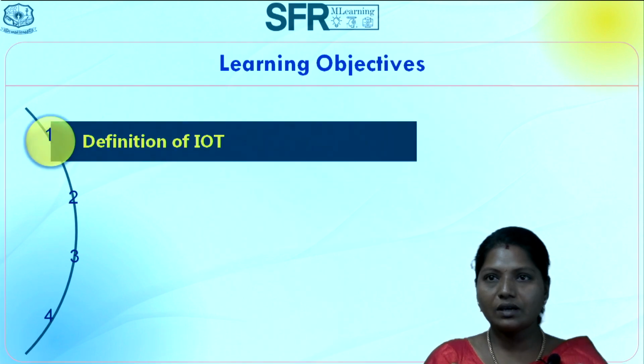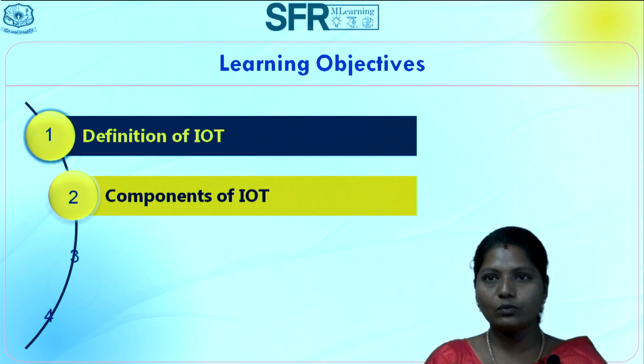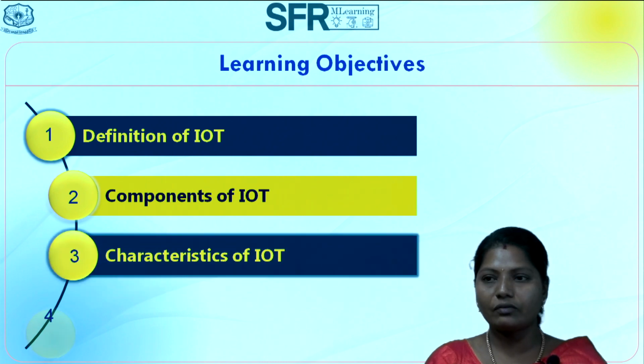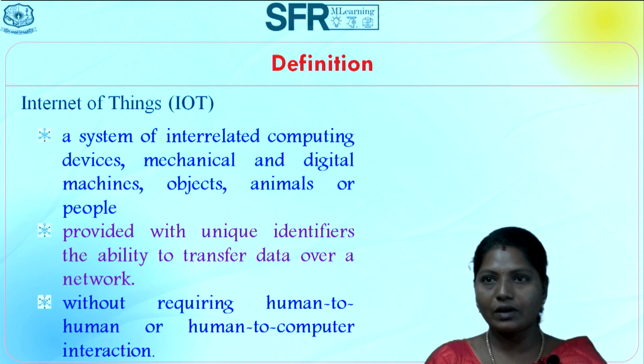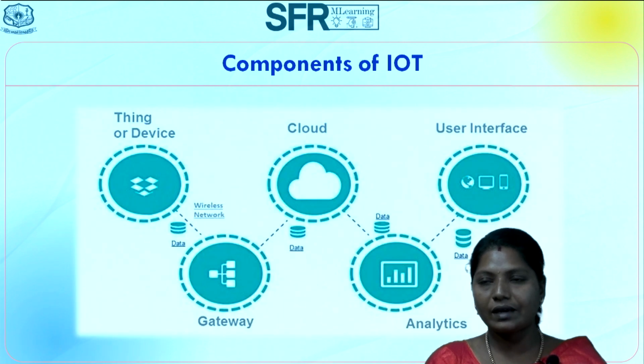In this course, we are going to learn the definition of IoT, components of IoT, the characteristics of IoT, and the logical and physical design of IoT. IoT is nothing but a system of interrelated computing devices, mechanical and digital machines, objects, animals or people provided with a unique identifier, with the ability to transfer data over the network without requiring human-to-human or human-to-computer interaction.